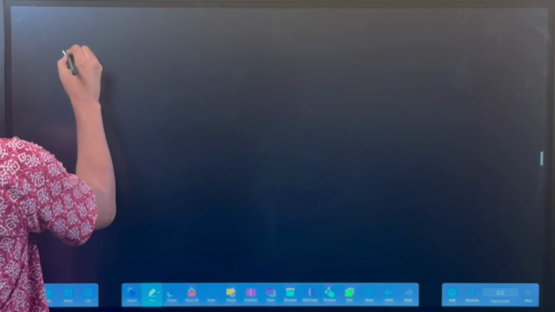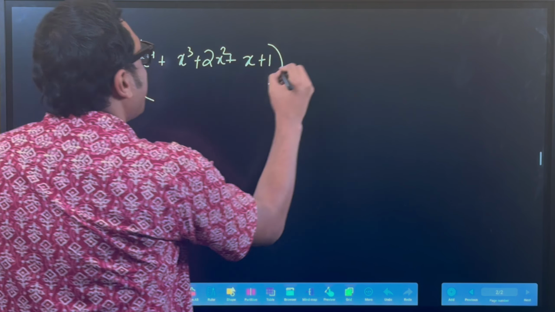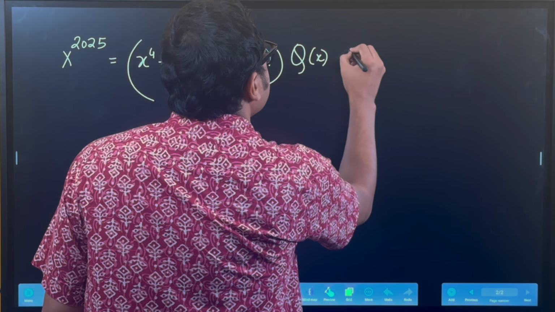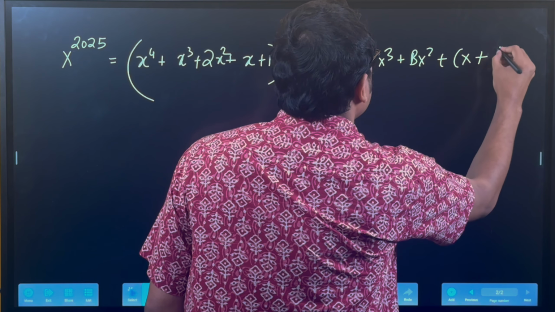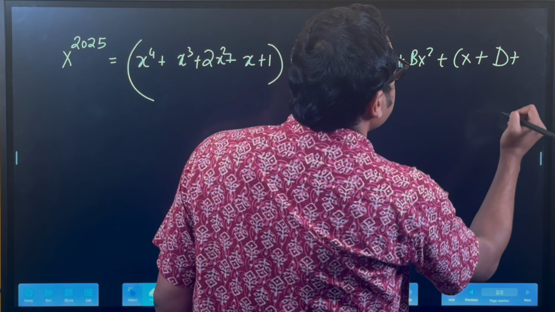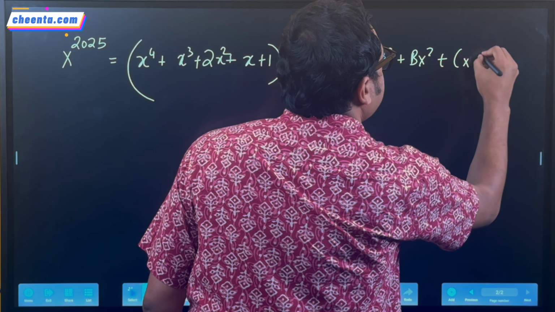So I will write this equation: x to the power 2025 equals x to the power 4 plus x cubed plus 2x squared plus x plus 1 times some quotient plus ax cubed plus bx squared plus cx plus d.